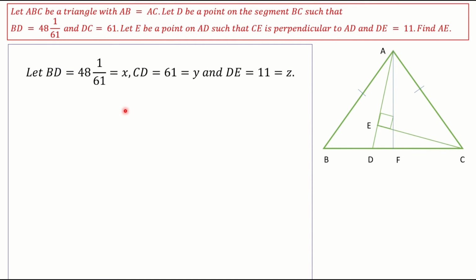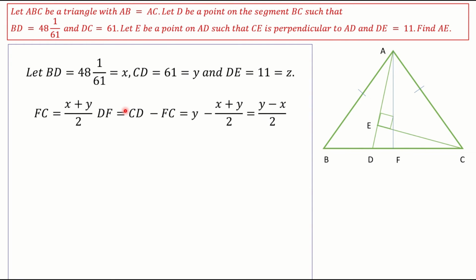For simplification, first I want to give the values X, Y, Z to these, and then in the end we will replace the values. Otherwise calculations will be a little bit complex because we have a 48 1 by 61 value here. So BD equal to X, CD equal to Y, DE equal to Z. All three values are given. Okay. FC equal to X plus Y by 2, because F is the altitude, 90 degrees here, and F is the midpoint because it's an isosceles triangle, right? Altitude will bisect the opposite side.